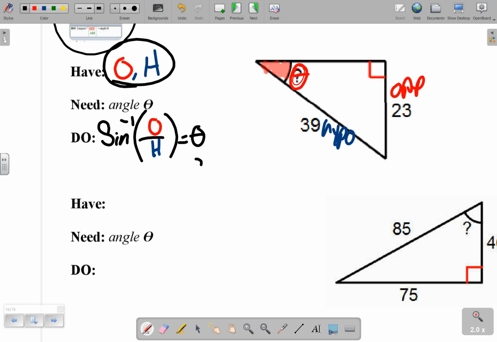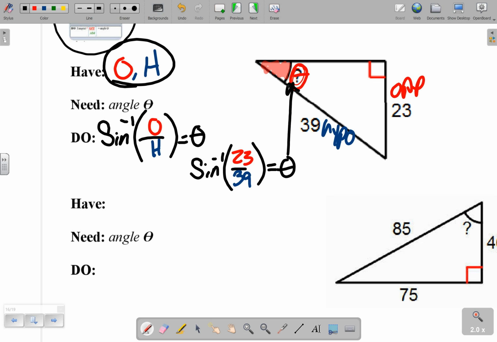So you do inverse sine, and I'll show you how to do that on your calculator in just a moment. Opposite, 23, over hypotenuse, which is 39. Close the parentheses, and that's going to give us the angle theta.